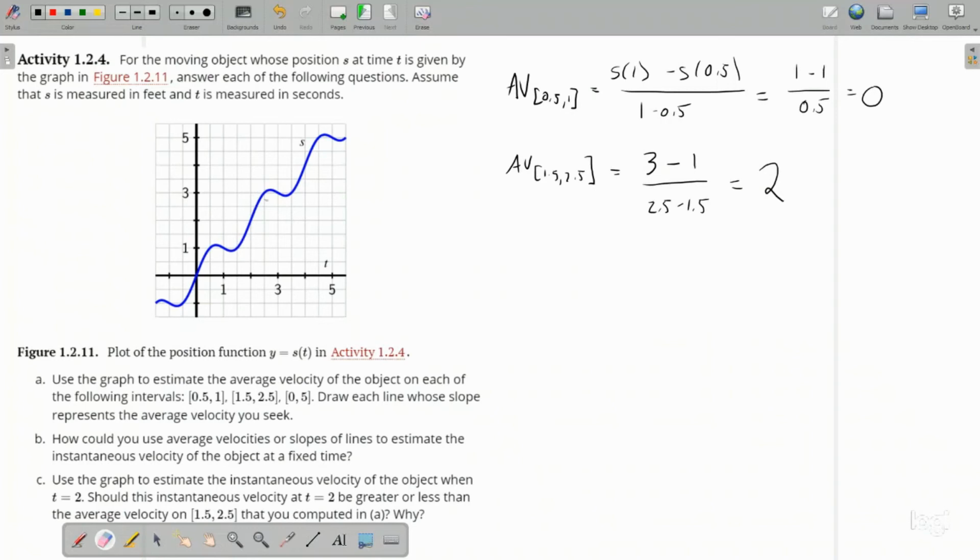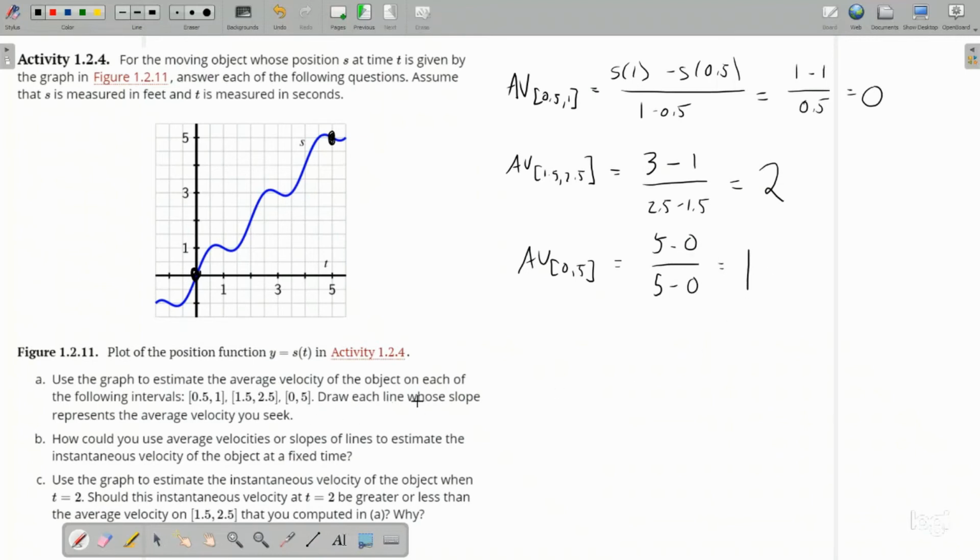What about from 0 to 5? So 0 is down here, 5 is right here. Looks like 5, 5. So the average velocity from 0 to 5 is equal to 5 minus 0 over, so this is the height 5 minus height 0 over the end time 5 minus 0, which is going to be 5 over 5, which is 1.